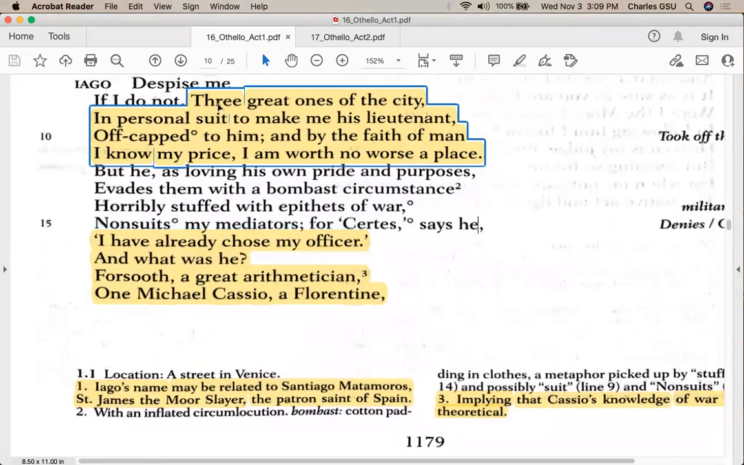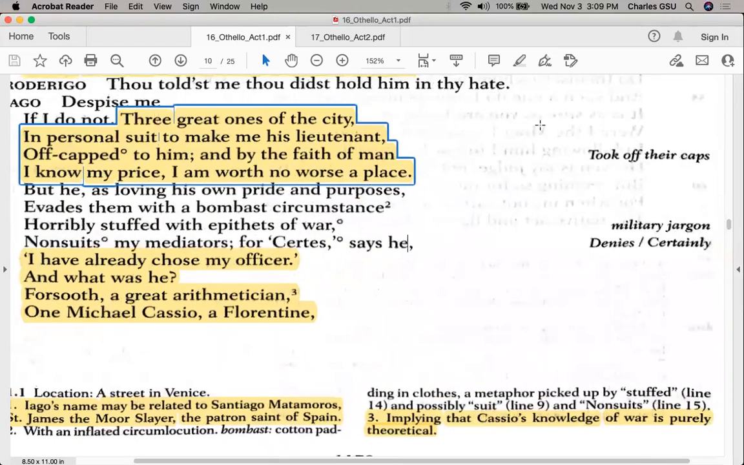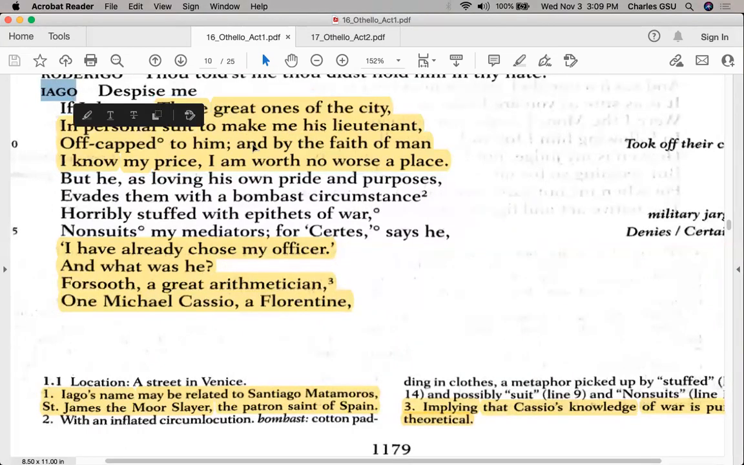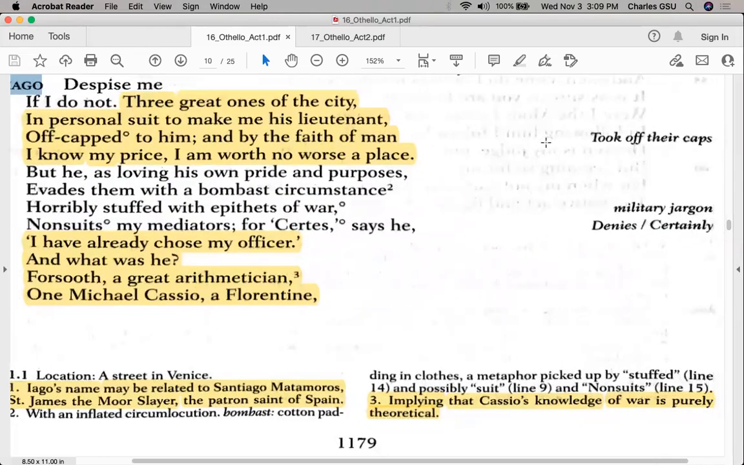And then all the way to the end to the period as another sentence. Three great ones of the city in personal suit to make me his lieutenant, off-capped, or took off their caps, to him. That is, three great ones of the city, meaning there are three important senators or prominent politicians, in personal suit or personal appeal to Othello to make me, Iago, because Iago is speaking this at the moment, his, Othello's, lieutenant. They off-capped to him. They often took off their caps to him.